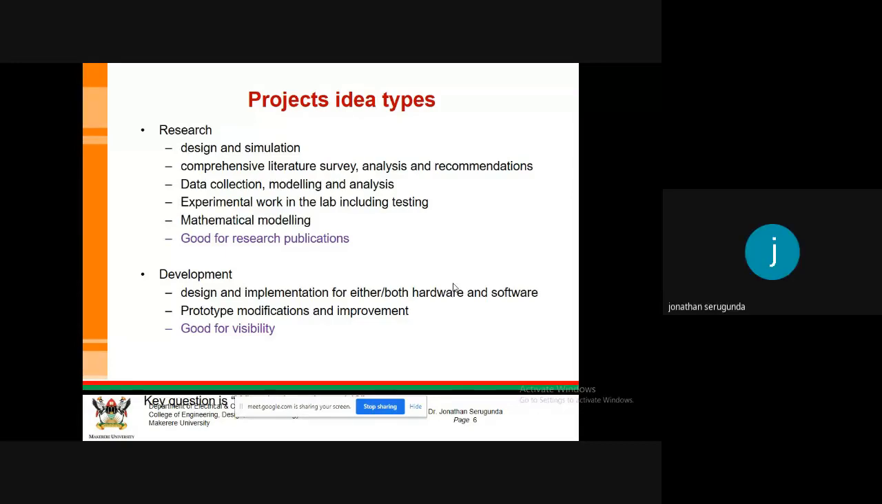The other bit is research. In research, we look at aspects of design, but most of the work will end, say, with simulations. You're not going to have hardware prototypes, so most of it will be soft. The other kind of research that we also have our students take on is a comprehensive literature survey, analysis, and providing recommendations.